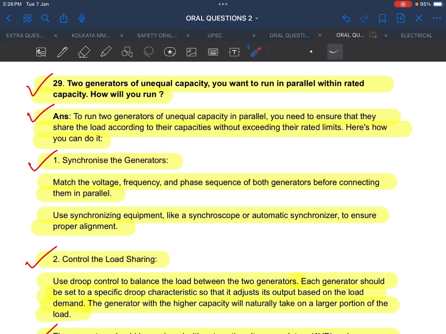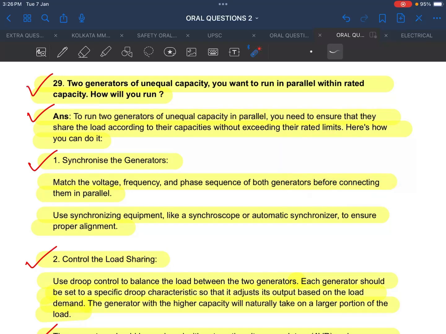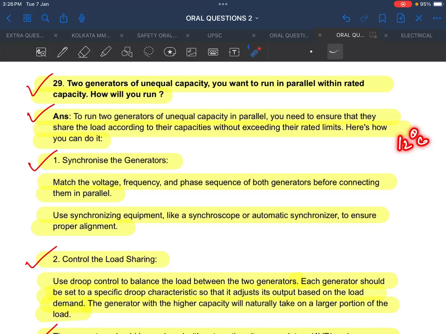So how can you synchronize? We first have to check voltage, frequency and phase. Frequency means speed. We have to set the speed properly and check the voltage. And phase we will synchronize with the help of the 12 o'clock position. We will close the breaker just before the 12 o'clock position. Why we are doing this, I will explain later also.